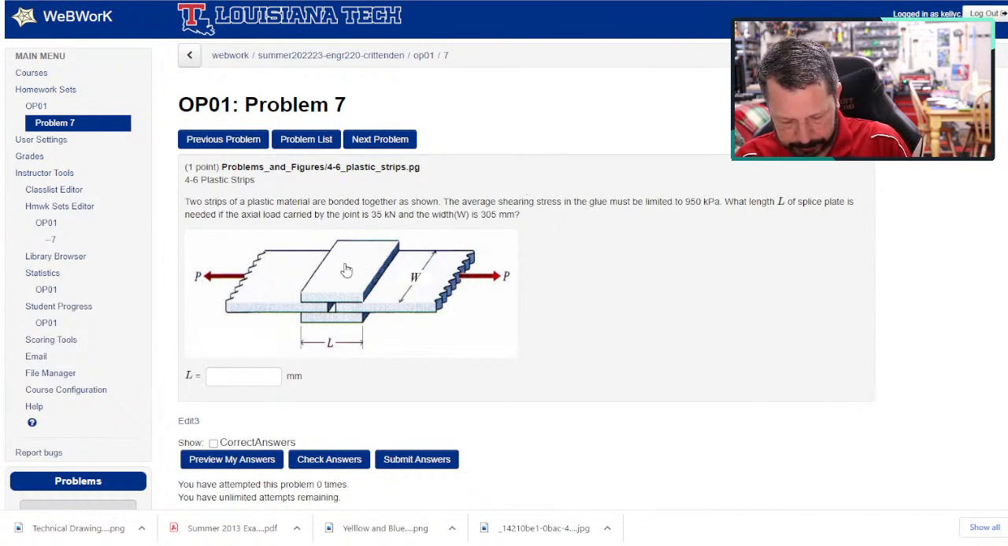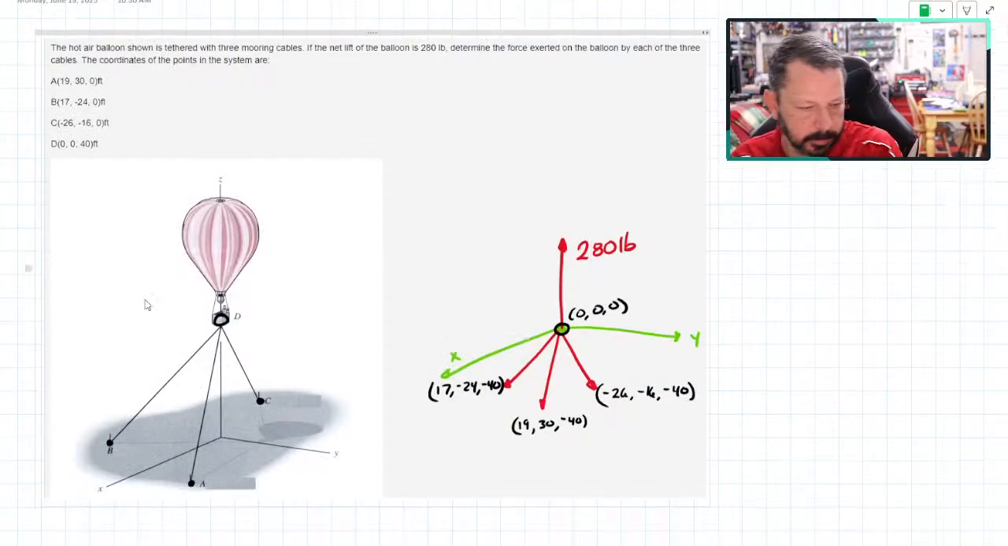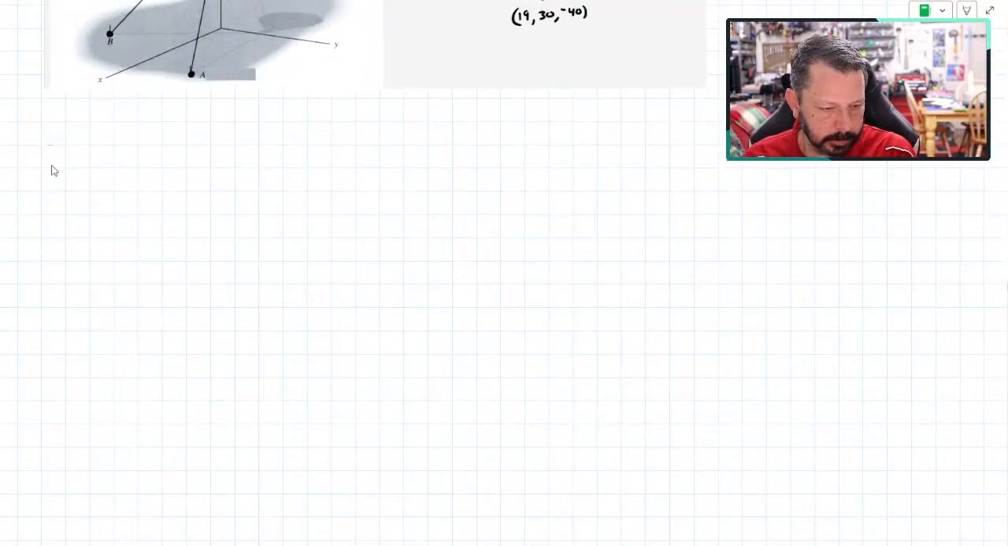Let's do this. Oops. Well, let's just paste it normal.